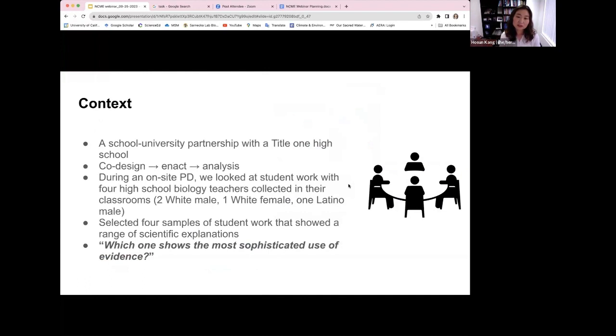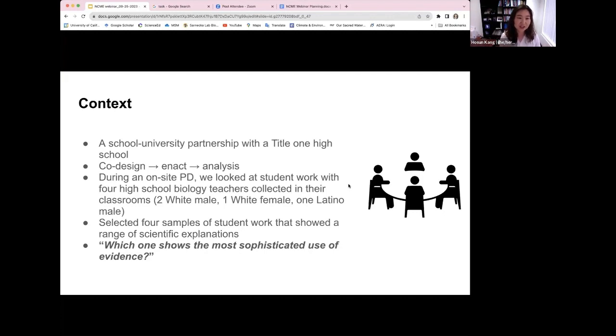After I moved to Irvine, I started a school-university partnership with a Title I high school. In this project, we are engaging in a cycle of co-designing, enacting, and then analyzing what is going on in the classroom with collaborating teachers. I was leveraging all the knowledge I had, because I learned a lot about the powerful roles of scaffolds. So I felt pretty confident in designing well-thought-out assessments that use all kinds of amazing scaffolds that I know. We co-designed the assessment, helped teachers implement it, and gathered data from the teachers' classrooms.